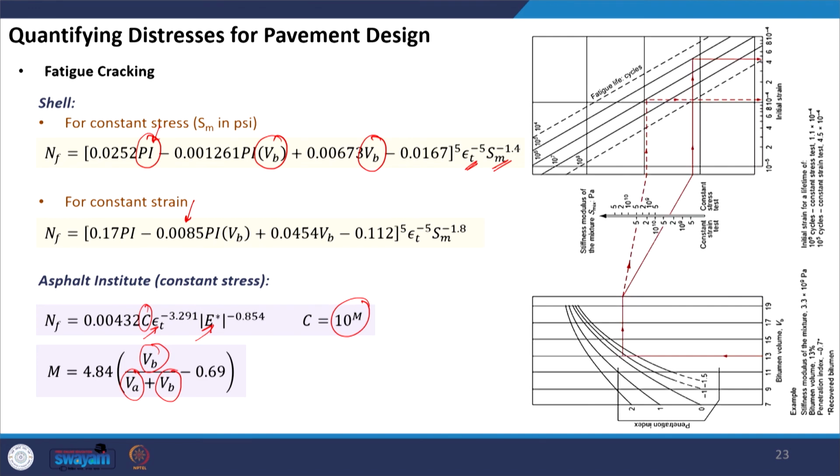Shell has also given a nomograph for this particular equation, and this nomograph is very straightforward. If you know the volume of bitumen, if you know the penetration index, you see Pi here, Vb here, and you should know whether it is a constant stress or constant strain experiment. You can just use this nomograph to find out the value of NF, okay. I hope again this is clear to you, and this will be useful to you in future.